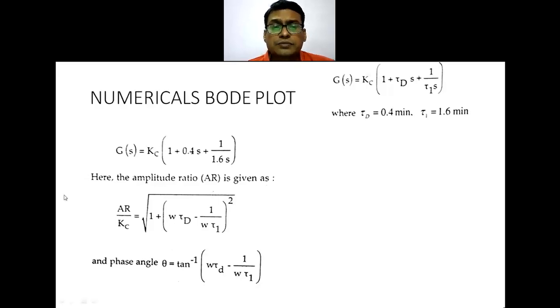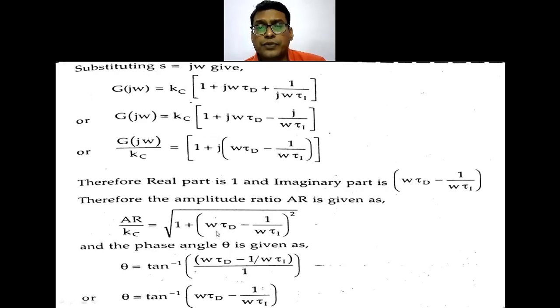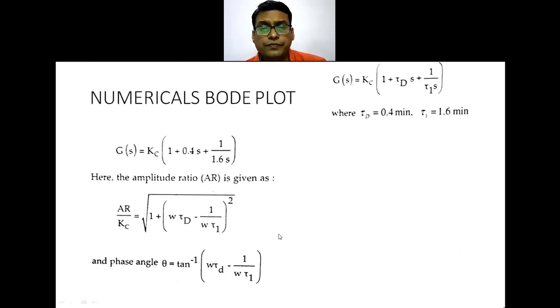So that comes as root of 1 plus omega tau d minus 1 upon omega tau I. This is the same as what is represented here by substituting all the j omega, that is 1 plus omega tau d minus 1 upon omega tau I. So this is the same thing. In this numerical, tau d value is given and tau I value is also given. So similarly, theta is equal to tan inverse of omega tau d minus 1 upon omega tau I.